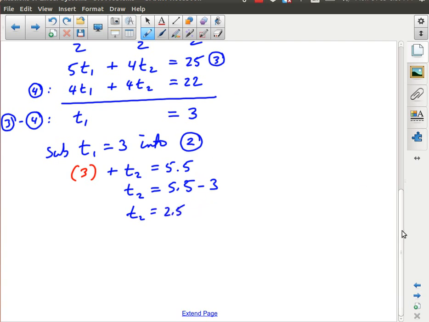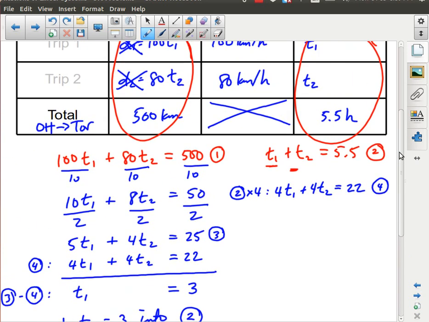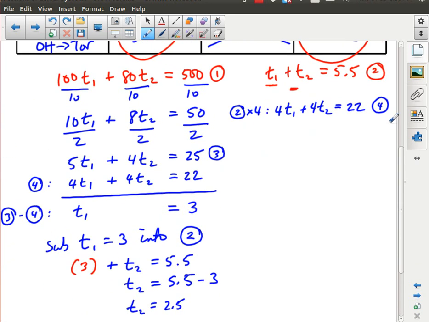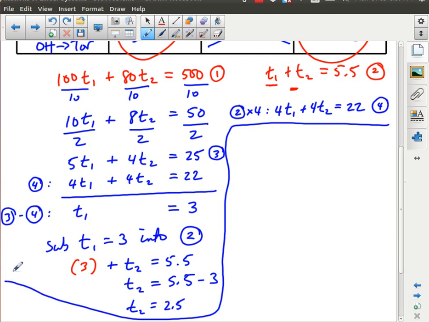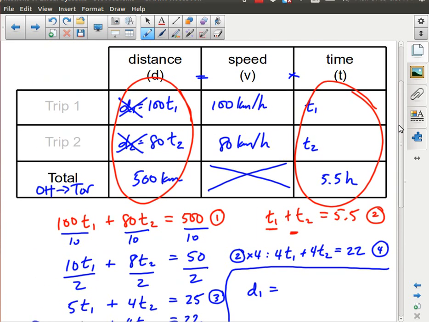Okay, so now I've got both my times, and I'm just going to kind of block off the work that I've done so far. And over in this space, I'm now going to go on to my next and last steps, which is to find out, well, in that case, what is d1? If I know t1 is equal to 3, what is the first distance traveled?